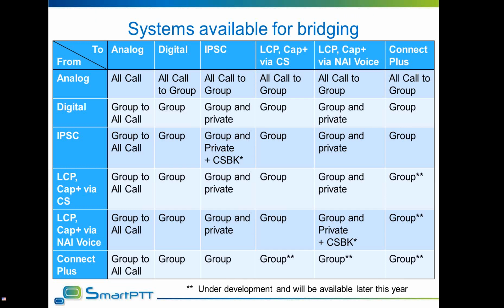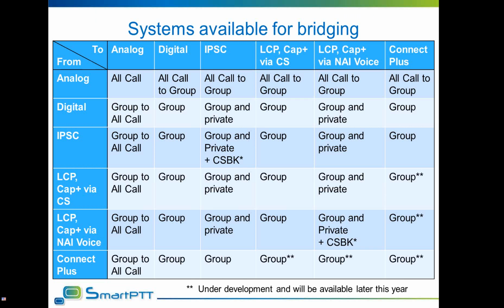When bridging from control station, it is possible to have private calls bridged to IPsec Connect and full NAI systems. Classic IPsec Connect systems without NAI access can be bridged into any digital network in scope of group calls. Private calls can be bridged to IPsec Connect and NAI voice systems. Private calls will be accepted from any network except Analog and Connect Plus.